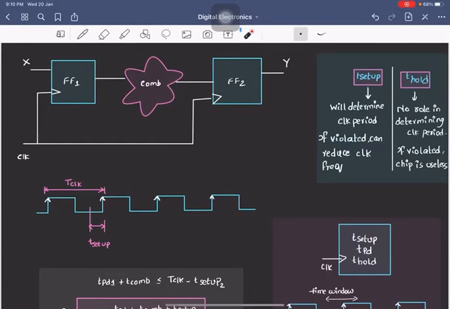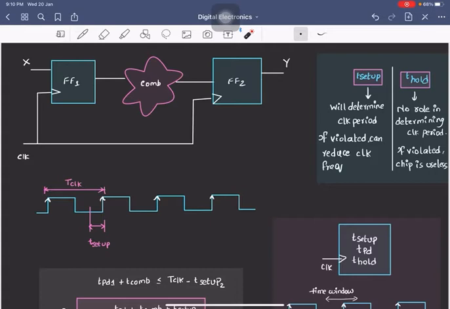Hello friends, in this video let's discuss static timing analysis. Recently in GATE 2020, a question was asked in digital electronics to find out the maximum frequency that can be operated in the circuit without any fault.